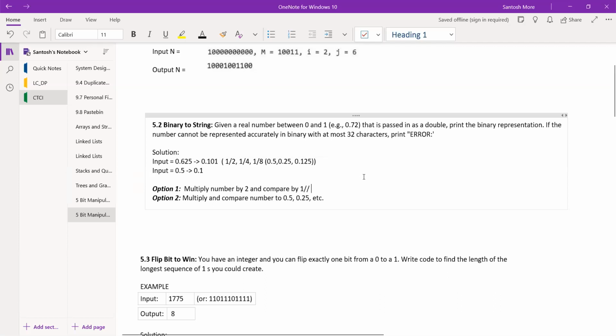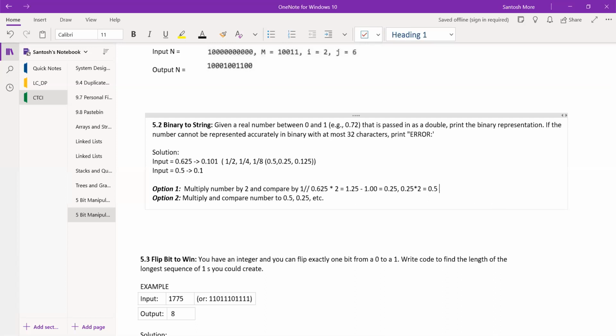No. Take an example, 0.625. If you multiply this by 2, it will be 1.25. You see the integer value is 1, so that we have already set over here. Then I subtract 1 from this, so what I'm remaining with is 0.25. Then again I multiply this by 2, so I'll get 0.5.